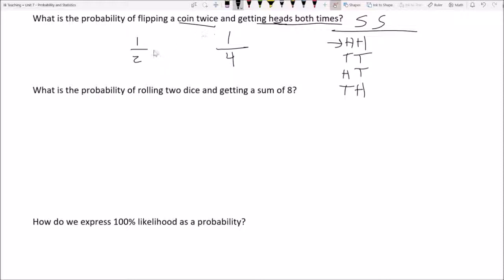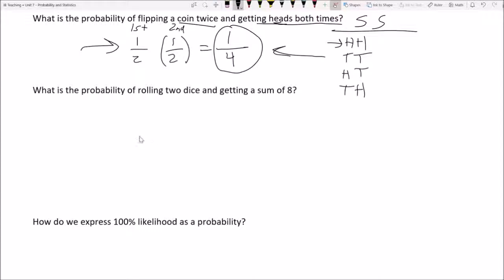And then you flip it the second time, so we'll call this the first flip and the second flip. On the second flip, what's the probability? Well, it's the same. It's no more or less likely on the second flip to get heads. So 1/2 times 1/2, that's also 1/4. So the answer to this question is 1/4, but we've looked at 2 different ways of solving it.